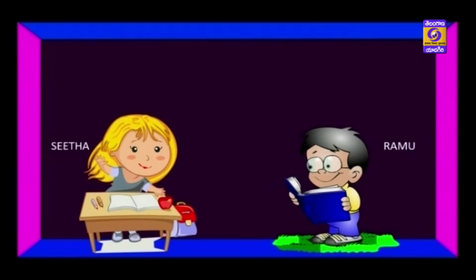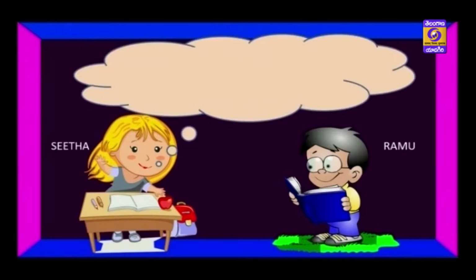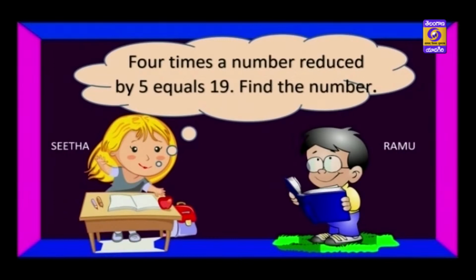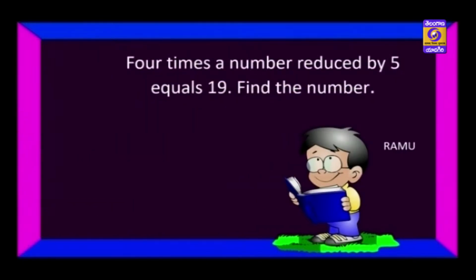Then Ramu accepted her challenge and Sita started giving her math riddle. The math riddle is: 4 times a number reduced by 5 equals 19. Find the number. This is the math riddle given by Sita to the boy Ramu. Then Ramu started thinking over it. He wants to find the unknown number given in that riddle. He started guessing the number. He guessed 1 as the required number and started reading the question.